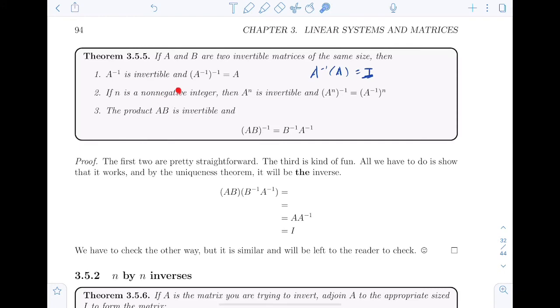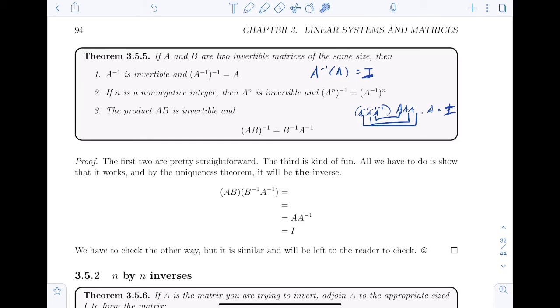If n is a non-negative integer, okay, so integers are the whole numbers that are positive and negative, only the positive ones are the whole numbers, then A to the n is invertible, and the inverse of the nth power of A is the nth power of the inverse. And that actually also makes sense, because if you have A multiplied with itself a bunch of times, can you multiply that with something to get the identity? And the answer is, sure, just a bunch of the A inverses, right? So as you multiply these, the identity sort of collapses from the inside.